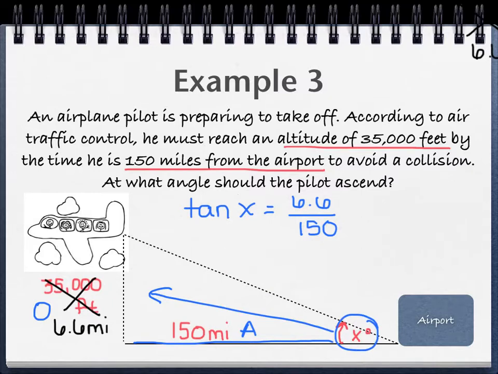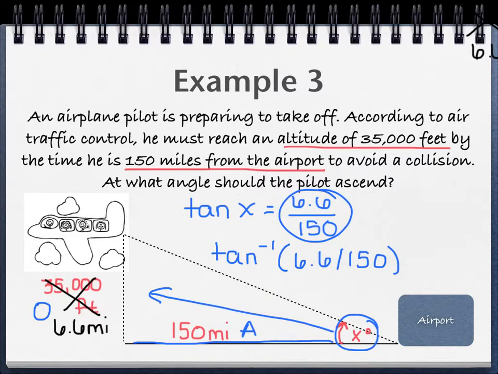That's where you ask your calculator. Hey calculator, what angle has a tangent equivalent to this? And so remember to do that, you're going to type in tan negative 1 of 6.6 divided by 150. Sorry, I'm just trying to do it along with you. And I get about 2.5. So that's 2.5 degrees that airplane should take off at.